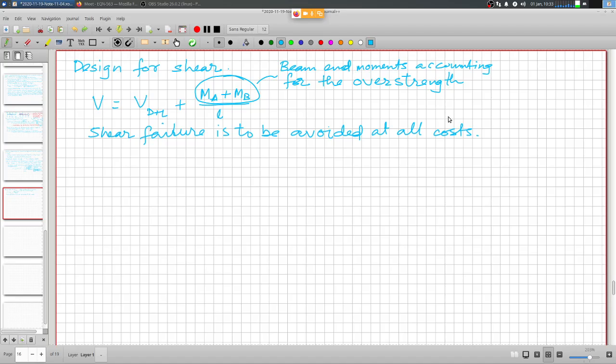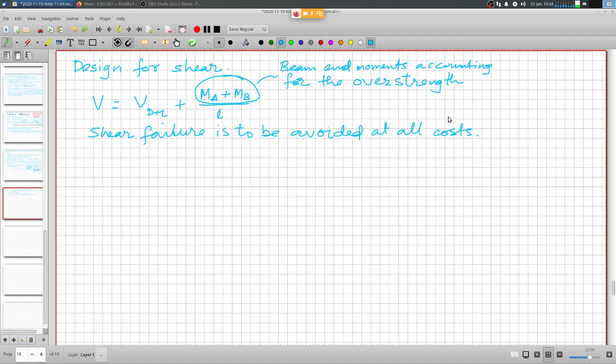The sentence is rather dramatic, but it is achieved very easily. How do we avoid shear failure? By providing adequate shear capacity. And how do we provide adequate shear capacity? We estimate the maximum shear that may ever come up on the beam, for developing resistance against it.